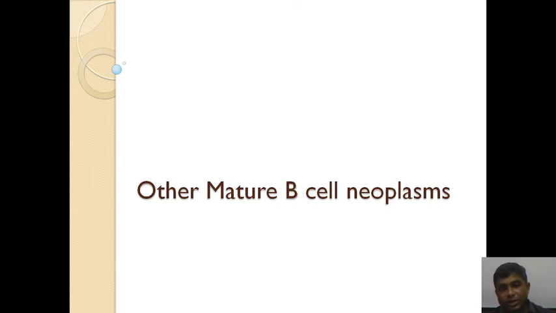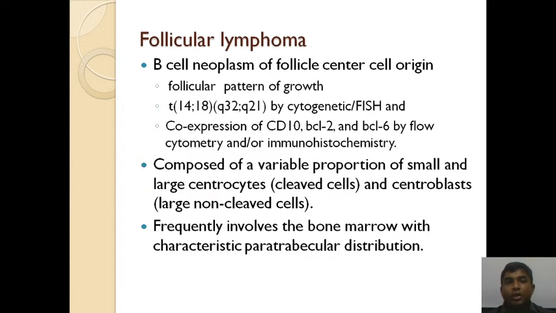CLL is the commonly seen chronic lymphoproliferative disease, CLPD. Other lymphoid neoplasms can also be present in different individuals. We'll just quickly go through the most important ones. First, we start with follicular lymphoma.